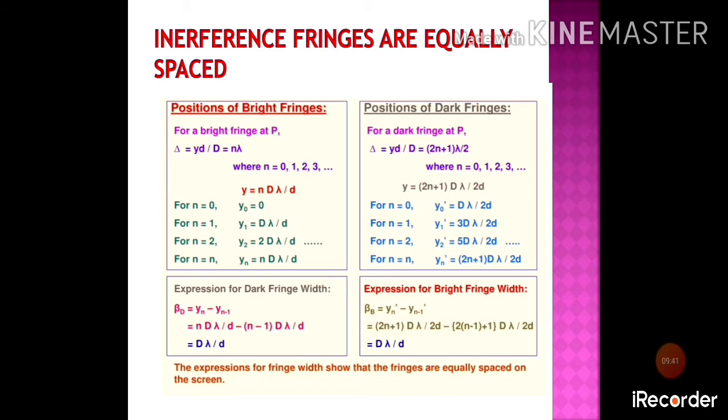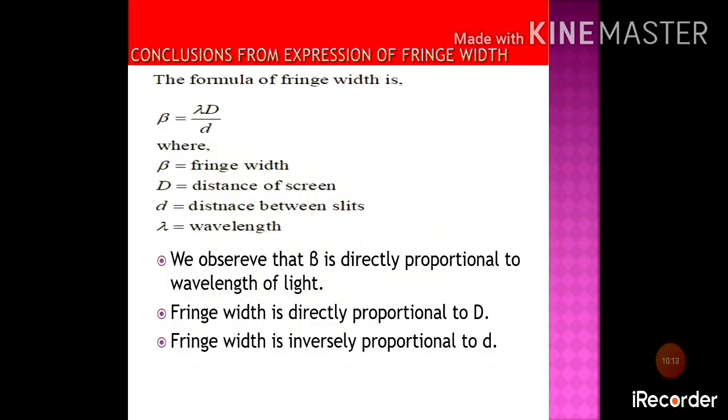And in the other case, you can also do the same thing by placing the value of n as equal to 0, 1, 2, 3 and so on, and by subtracting yn minus 1 from yn, you will get beta for the bright fringes. You can see in both the cases the fringe width is coming out to be capital D lambda upon small d. You are getting the same expression. So you can say that the expressions for fringe width show that the fringes are equally spaced on the screen.